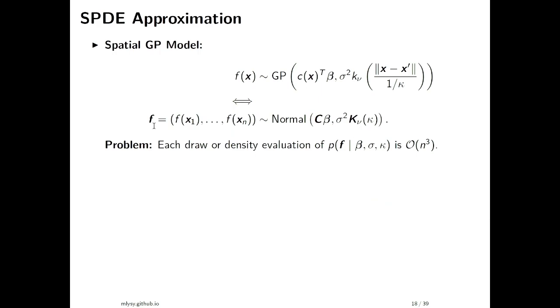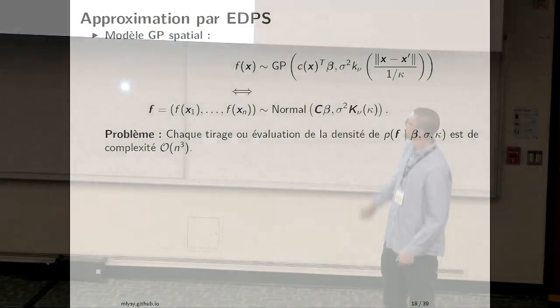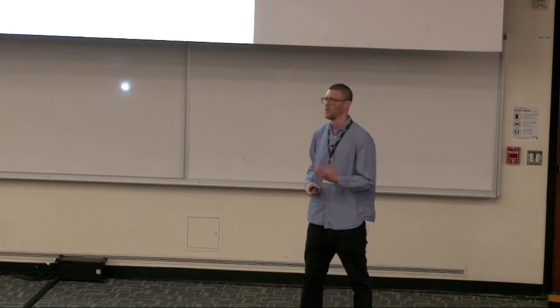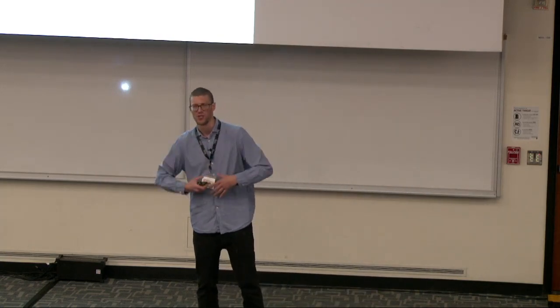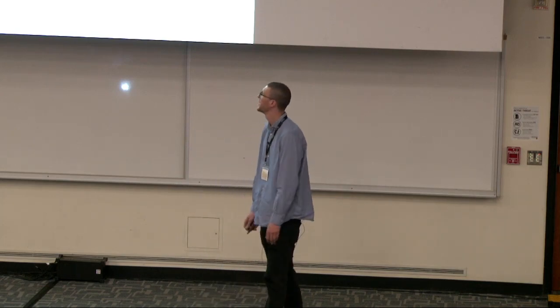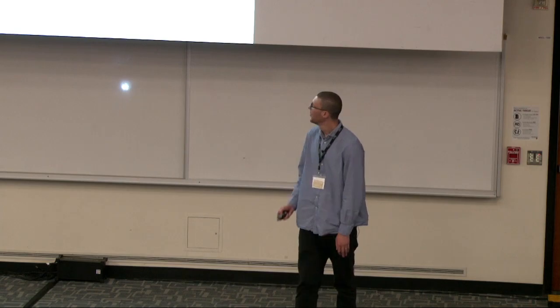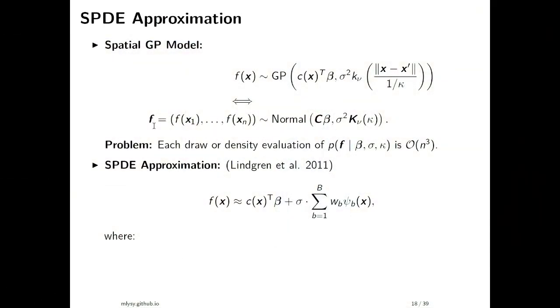The next problem, if you recall, was this awful scaling of working with Gaussian processes, which is essentially that the more spatial locations you have, the worse either drawing from the distribution or evaluating the log density is going to get. And you need to do these things repeatedly. Okay, so it turns out that there's a really neat way of doing this.